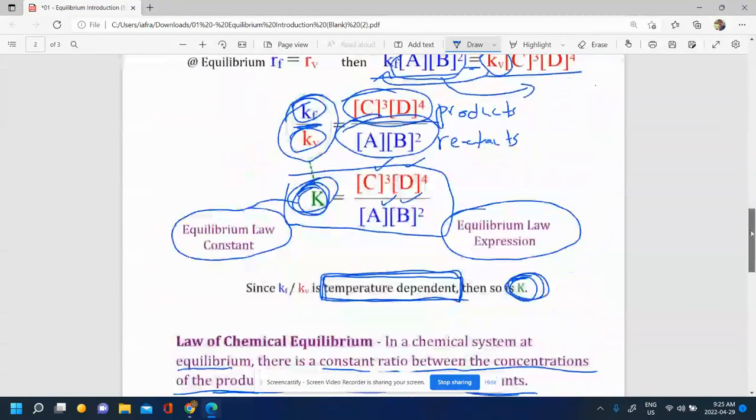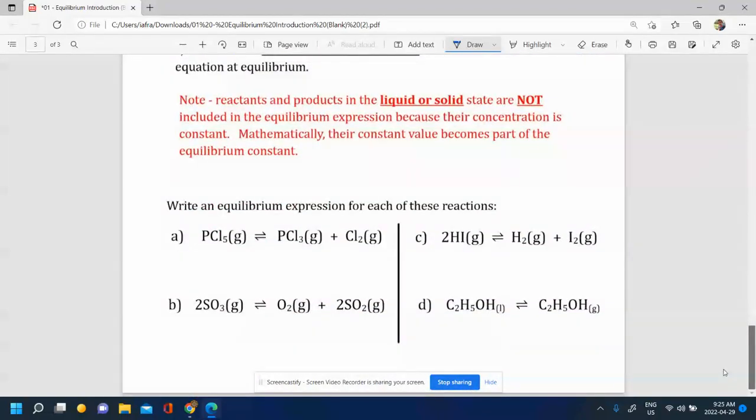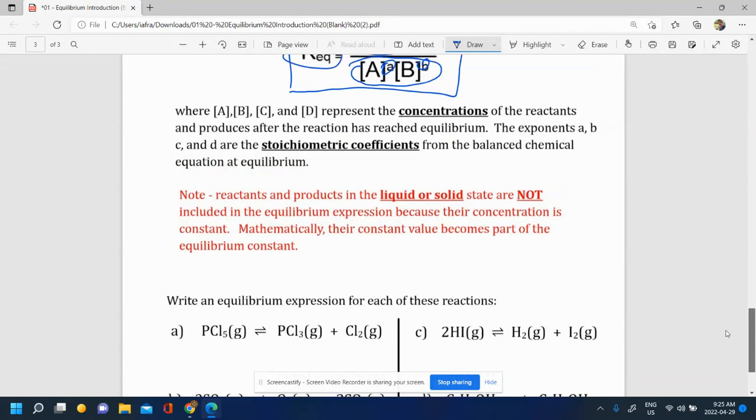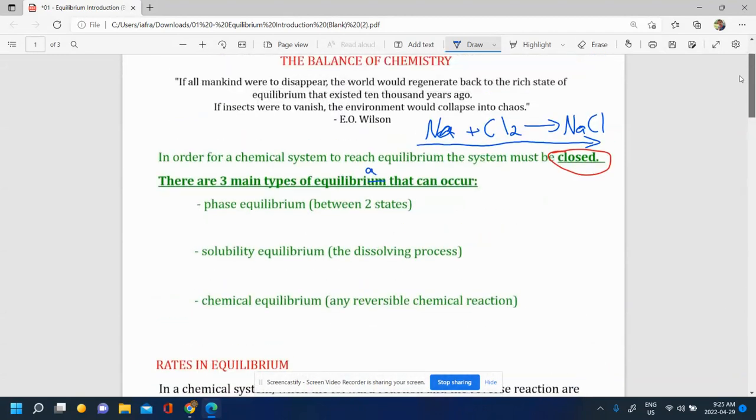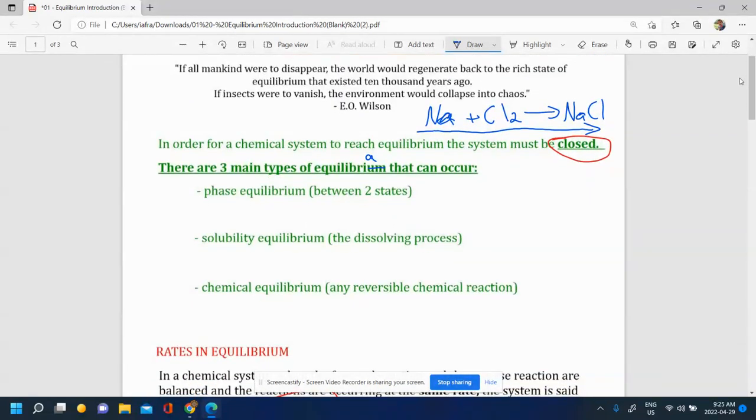So in the next video, we're going to take a look at how to write equilibrium expressions for different systems. And then we're also going to take a quick look at the three different types of equilibria that exist, or the main ones that we study in grade 12.